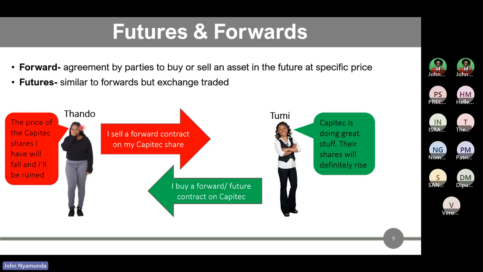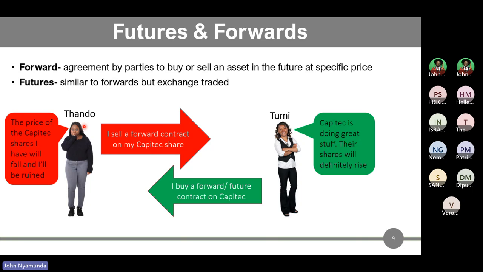And Tando goes and says, you know what, Tumi? If you agree to pay me 200 rands next year when I want to sell my shares, Tumi says, of course, I'll pay you 200 rands. When they do that, they have entered what we call the forward contract. That's a forward contract. But a futures contract works in a similar way.